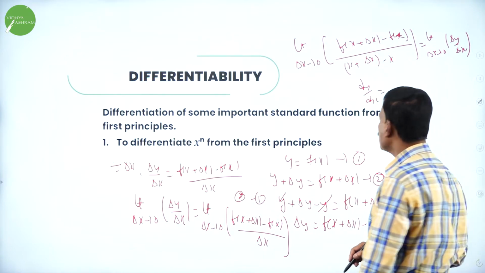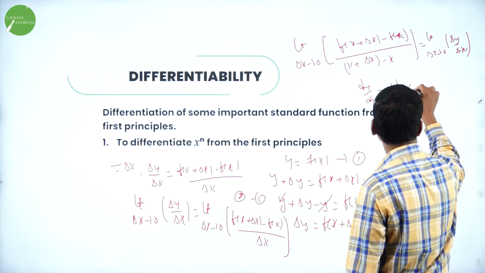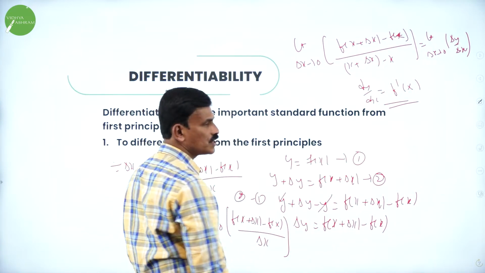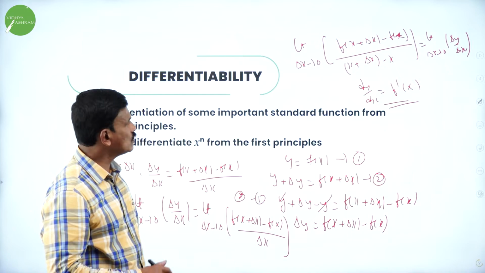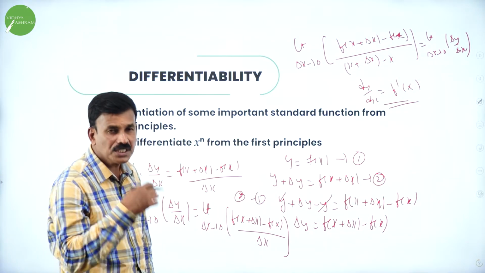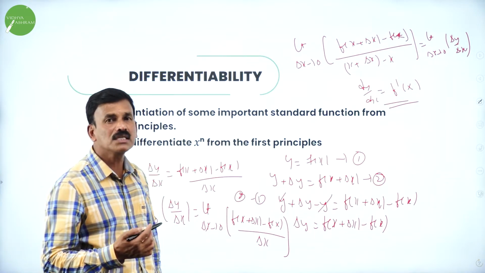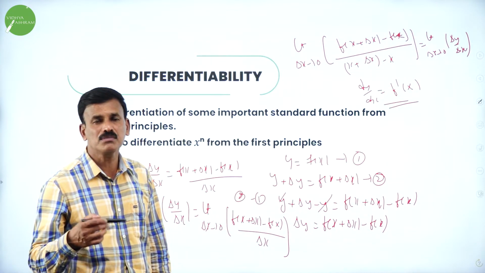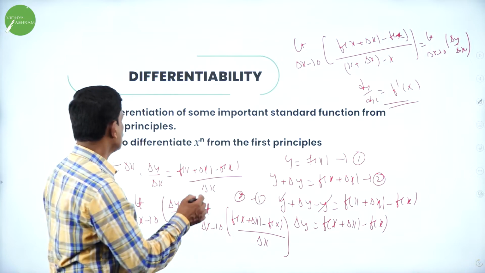So dy by dx is equal to f dash of x. If this limit exists, then the derivative of the function, denoted as f dash of x, is equal to dy by dx. Differentiating a given function using this method is called the derivative of a function by first principles, or by definition. So now let us come to the first problem.